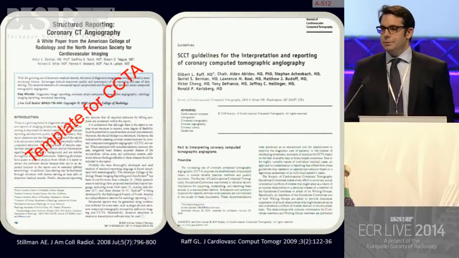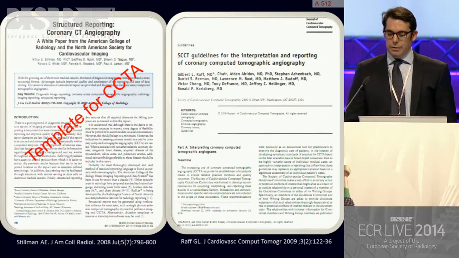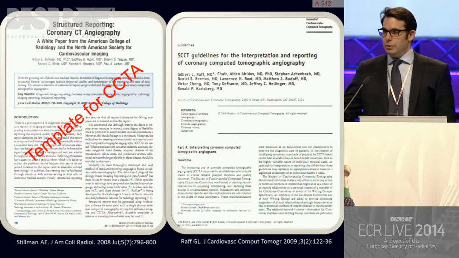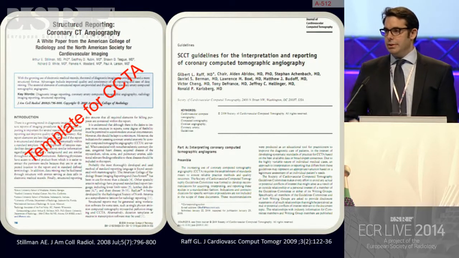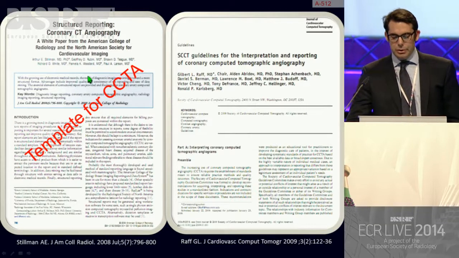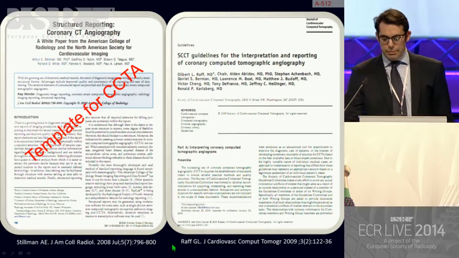Regarding the reporting, two cases that I want to show to you. First of all, if you want to report a case and you don't know how to do that, these are the two guidelines that you can follow. This is the Society of Cardiac Tomography. This is the American College of Radiology. If you want a template, this one has a template. If you want more details, you can find them here. So these are the two papers that I will recommend to you.